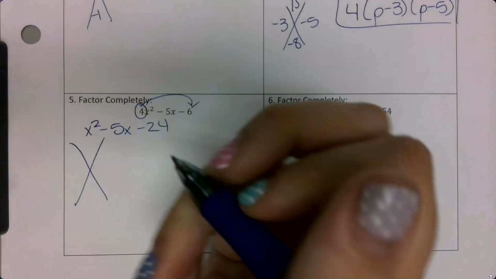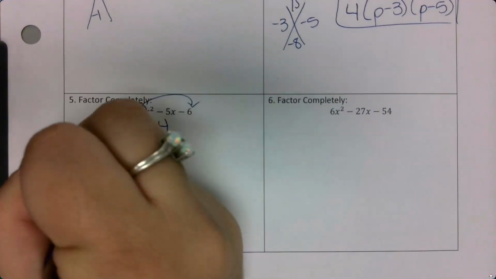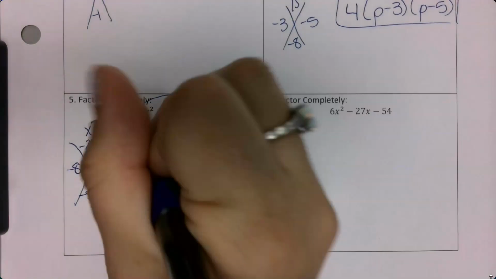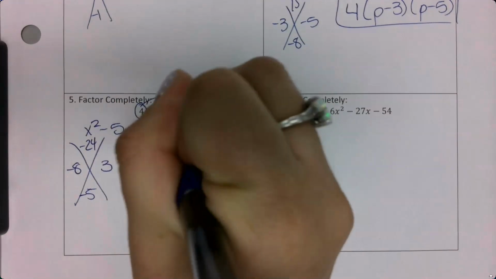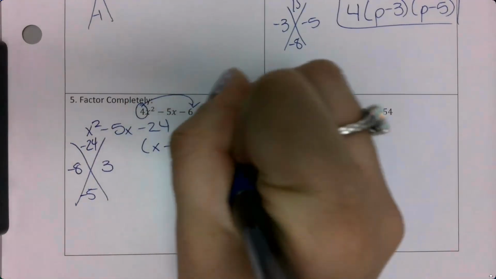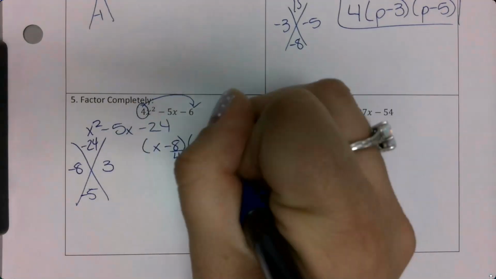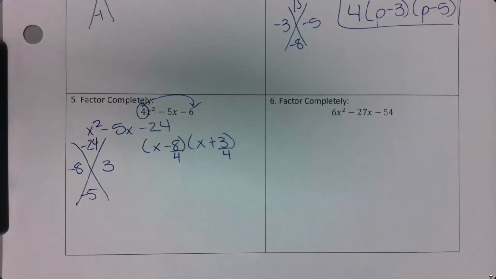And I want to do the X method again. So I'm looking for -24 and -5. This is -8 and positive 3. I'm going to rewrite this as (x - 8)(x + 3). Then because I moved that 4 out, I have to put it back in. So I want to divide both of my numbers by 4.